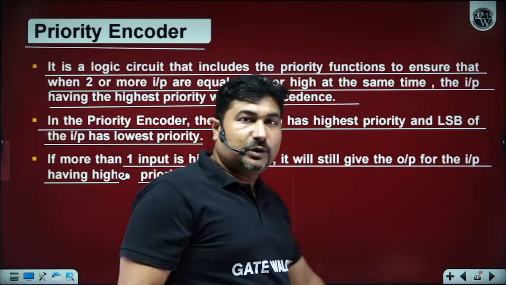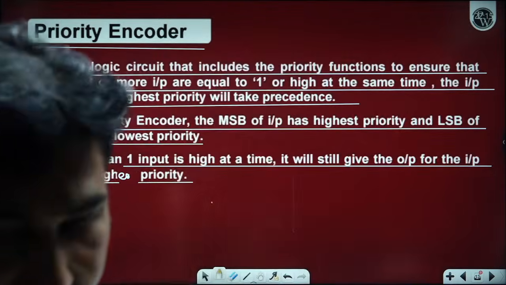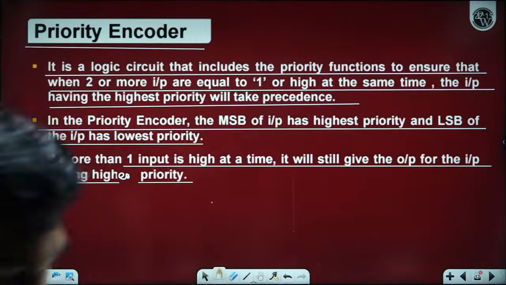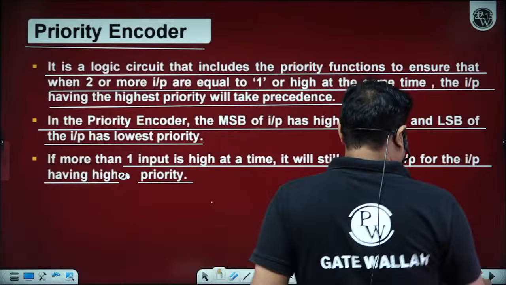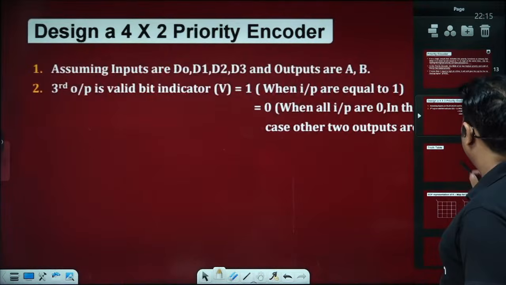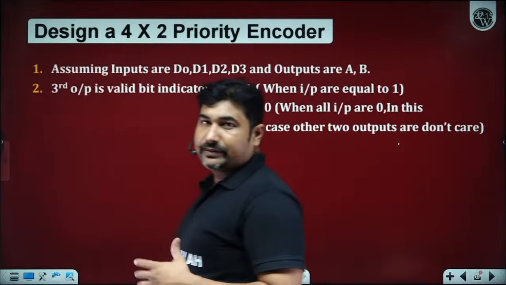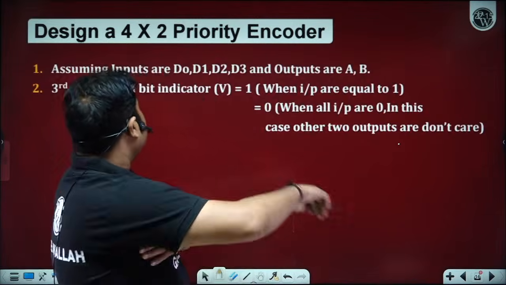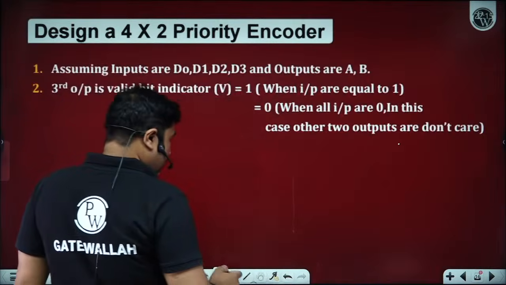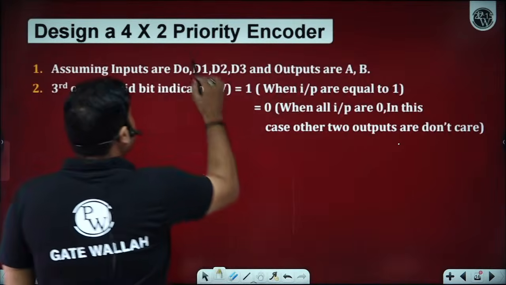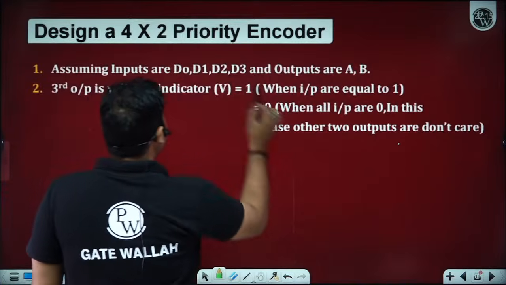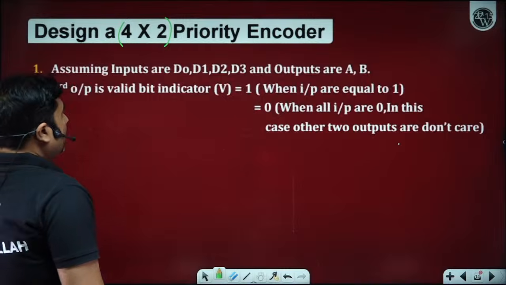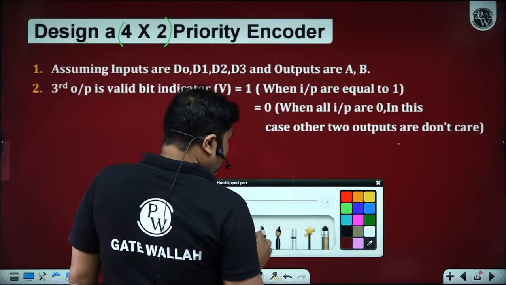Can you please let me know how many of you are able to understand up to this part? Great. So let's try to design a priority encoder. Now please observe, I am considering 4x2. Design a 4x2 priority encoder.